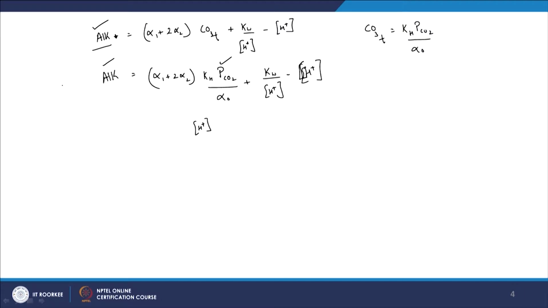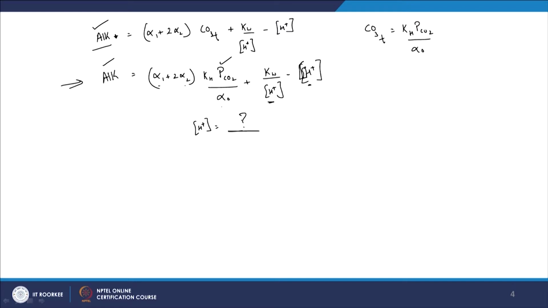So the only unknown in this particular equation, what is that now? It is H plus, right. Again as you know alpha 1, alpha 2 and alpha naught are just functions of H plus. So from this particular case I can solve for H plus, and obviously I can now analyze the system, right. So this is by hand.